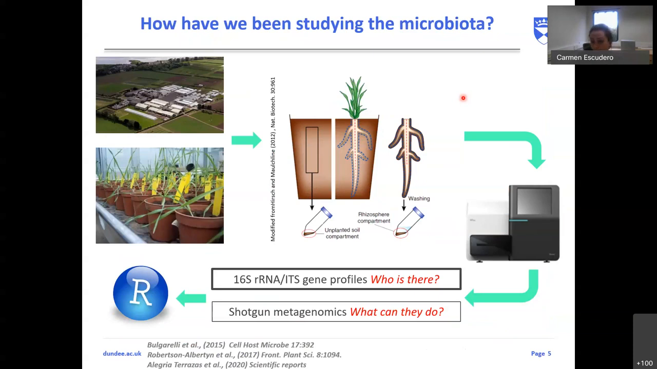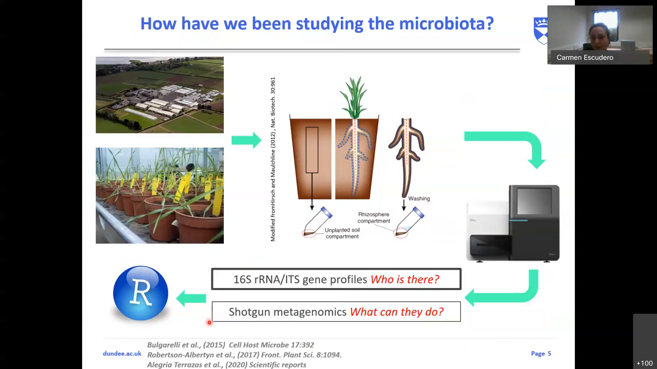So then we sequence those libraries, and we can see what the composition or function is if we use shotgun metagenomics. But in this case, it's a targeted approach. So we are going to use 16S libraries, so archaea or bacteria, and their composition. And then we also spend a significant time analyzing this data.